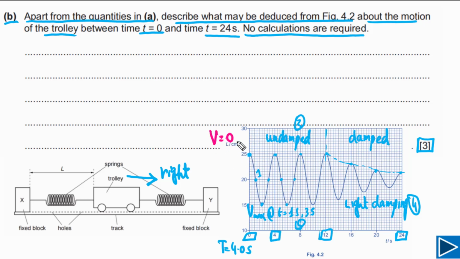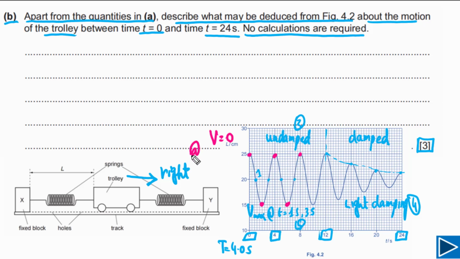The speed of the trolley will be equal to 0 when its displacement is maximum, meaning at this point its displacement is maximum, so the trolley will be stationary. At this point the trolley will be stationary.